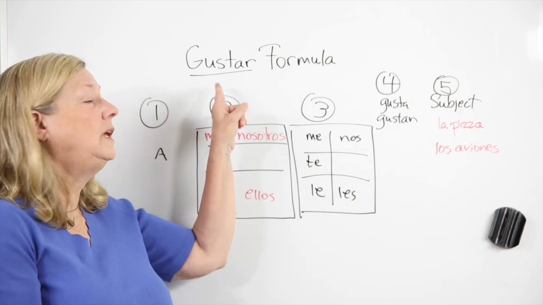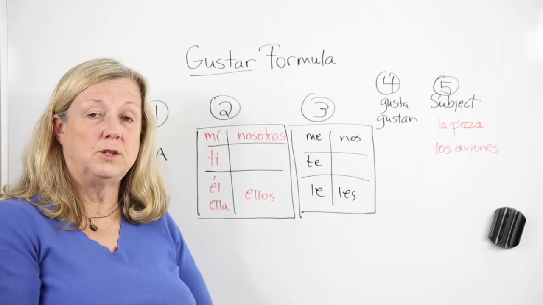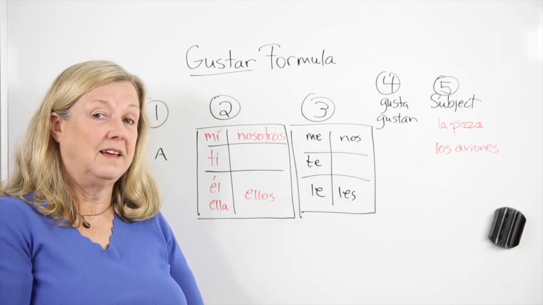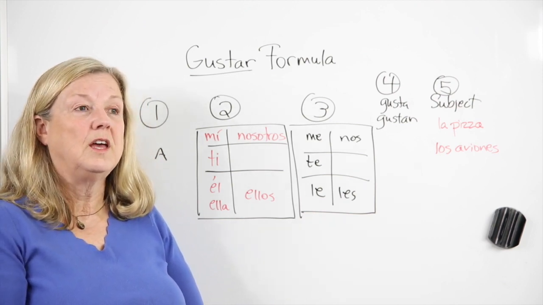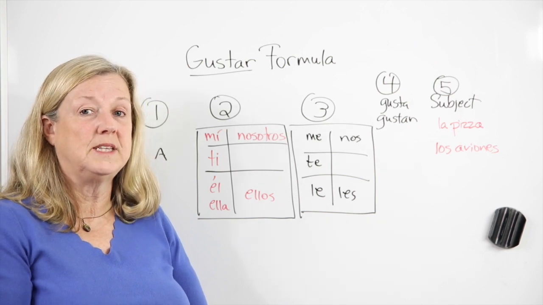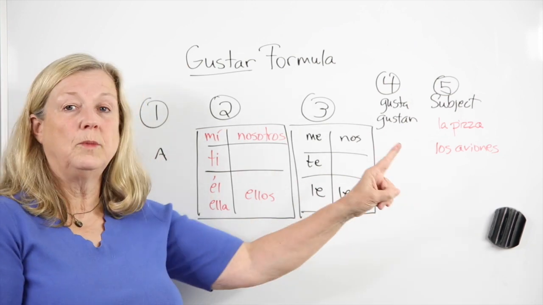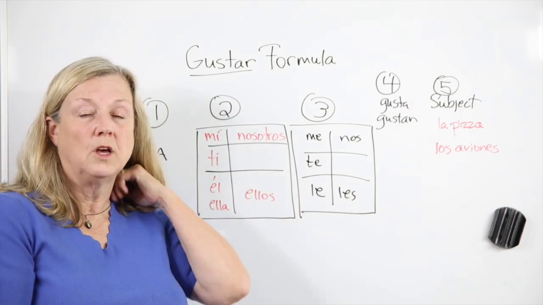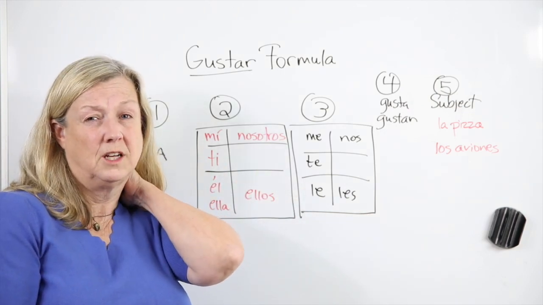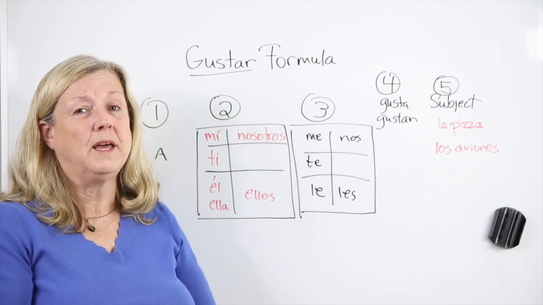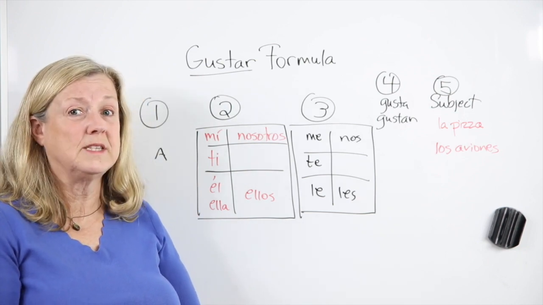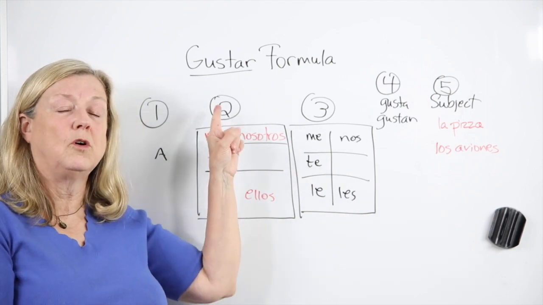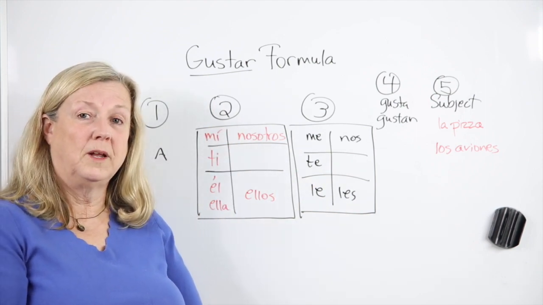So gustar really means to be pleasing to, but the translation is I like it, right? So its function is to be pleasing to. So this is the formula. It's easier to just memorize a formula because otherwise your brain is going to fight with English. English is going to want to take over and make it into like, and it doesn't work the same way. So we're going to memorize the 5 steps for using gustar. It's called the Gustar Formula.